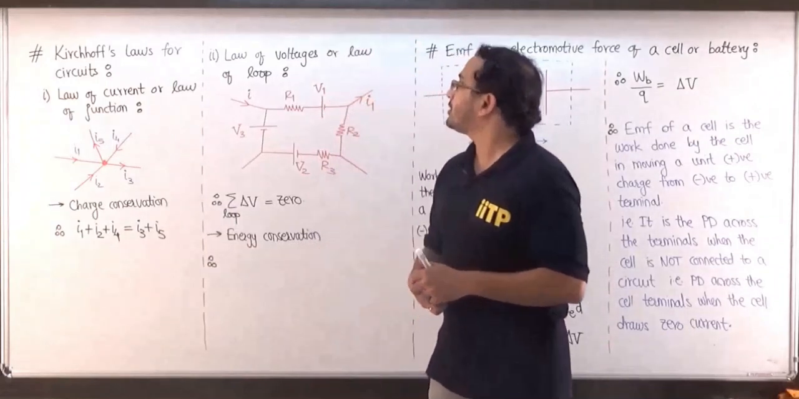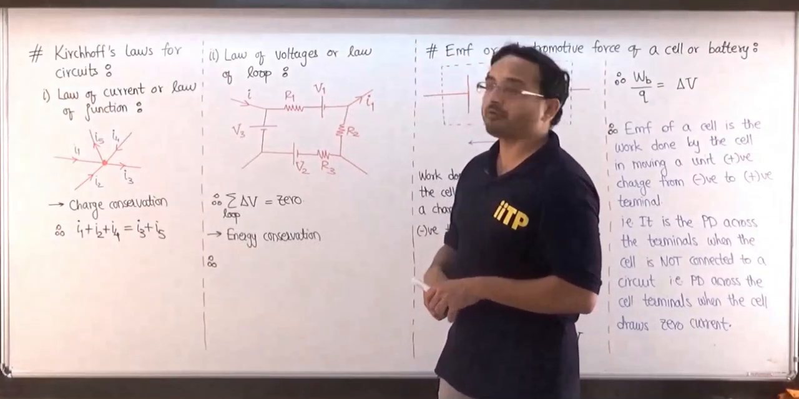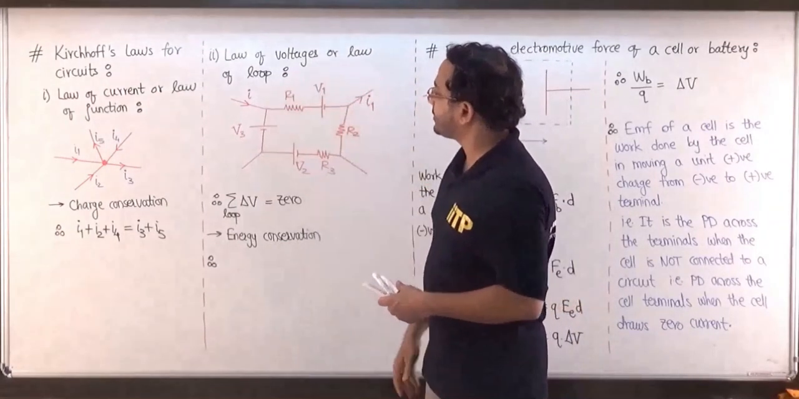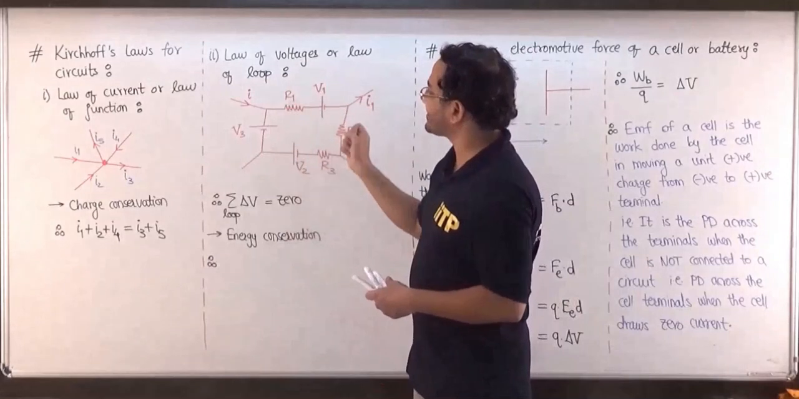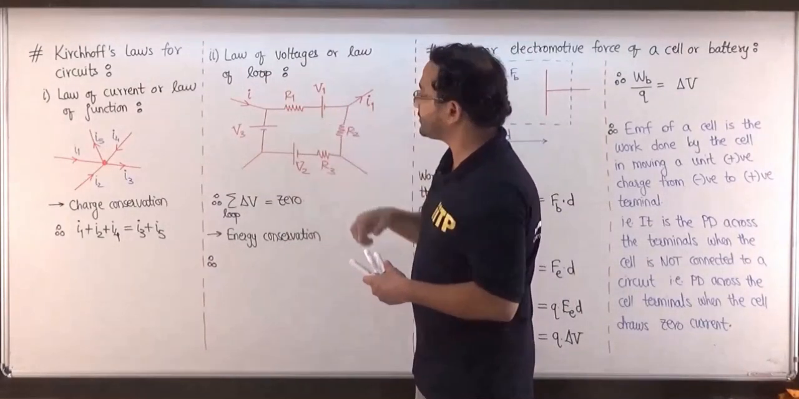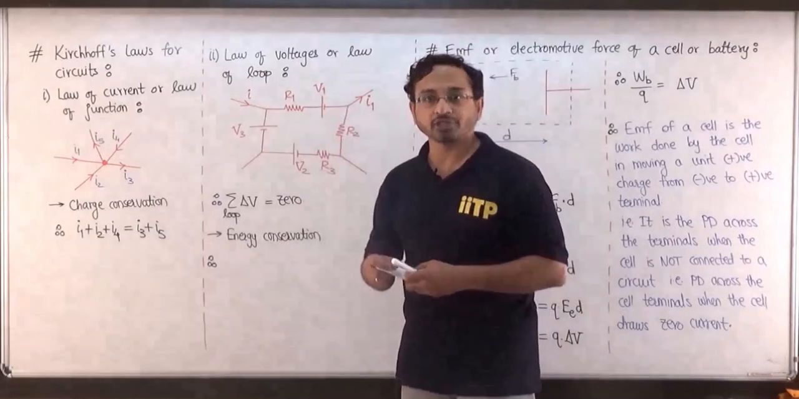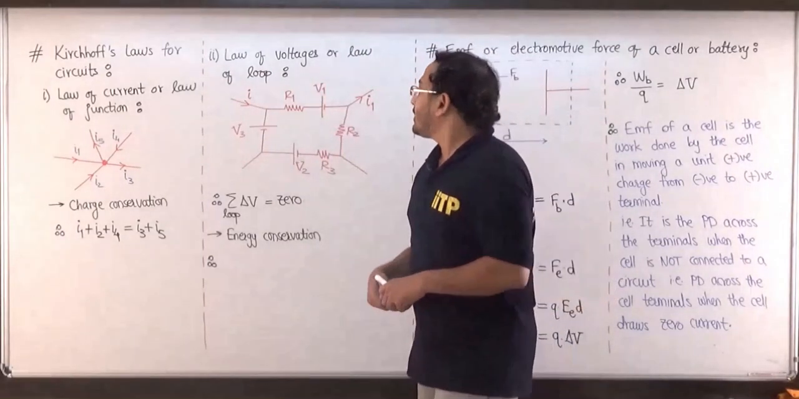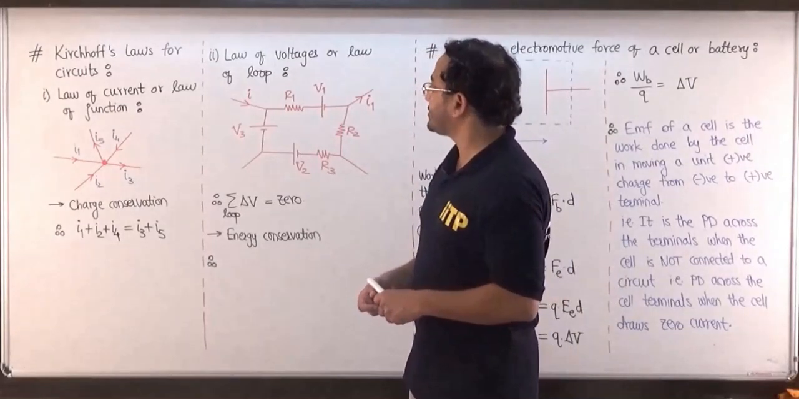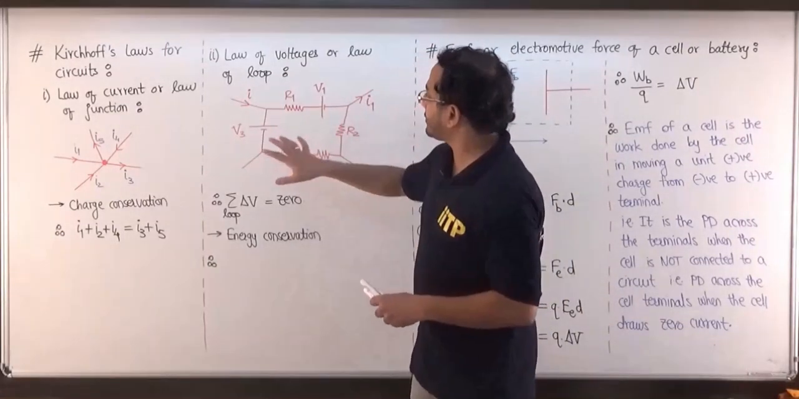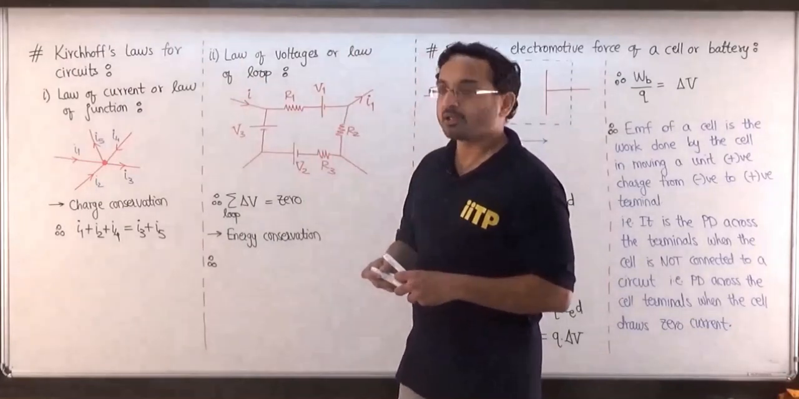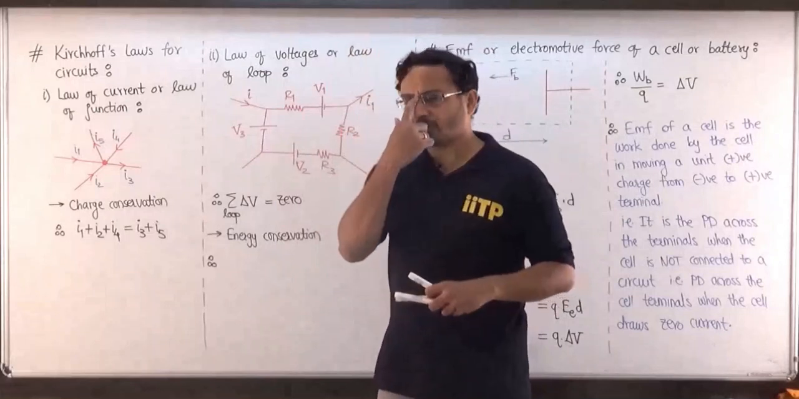The second law is the law of voltages, or law of a loop. Imagine here's a circuit given to us like that. There are some cells in this, there are some resistors like that. Those V1, V2, V3 are the battery voltages, the cell voltages, or the cell potential differences. Of course, I am not showing you the complete circuit. The complete circuit may be quite big, quite complicated.